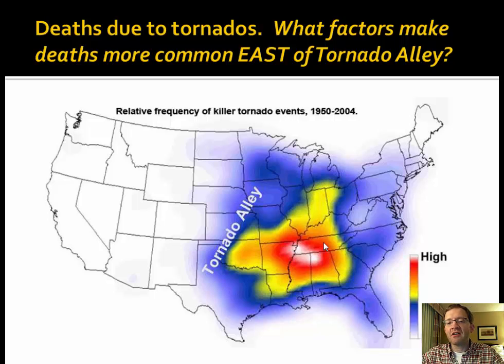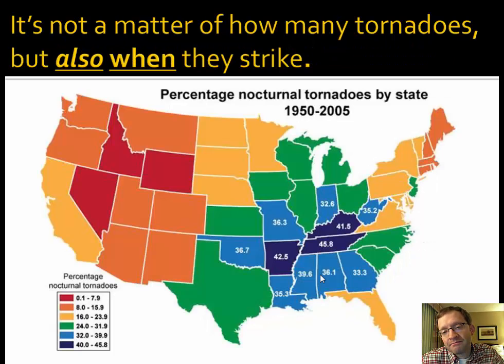Now, this is the final graphic I'll show you, contrasting the idea of Tornado Alley: Texas, Oklahoma, Kansas, Nebraska, up into Iowa. These are considered the Tornado Alley states. Yet this graphic actually shows the likelihood of dying due to a tornado as being somewhere east of Tornado Alley. So, question then, why? What factors make death more common east of Tornado Alley than actually being in Tornado Alley?